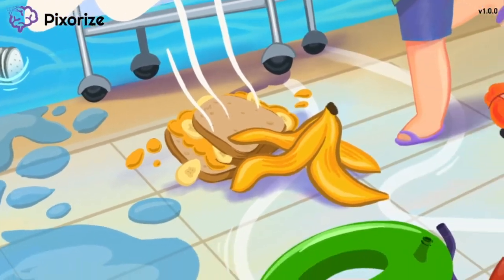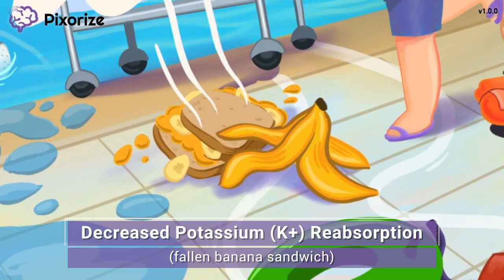Next, take a look at this fallen banana sandwich our pool boy was carting. Must have fallen down with the cart tipping over. Bananas are our recurring symbol for potassium, since bananas have a lot of potassium, right? So the fallen banana here should help you remember that thiazide diuretics decrease potassium reabsorption.